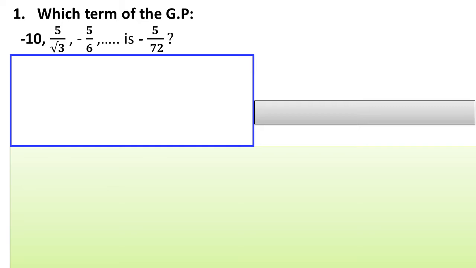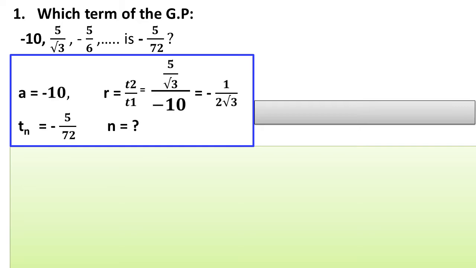Consider the first term A as minus 10. Our common ratio by using the formula T2 by T1, which is equal to 5 by root 3 whole divided by minus 10. In a simplified way, it is minus 1 by 2 root 3. Tn, the last term, is given as minus 5 by 72. We should calculate the value of n.